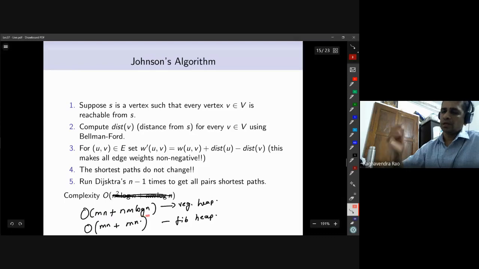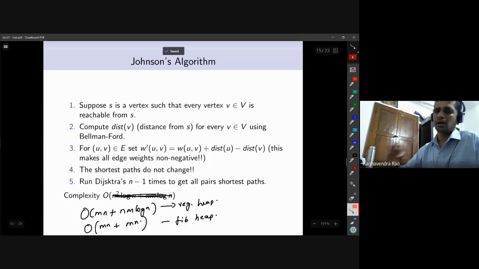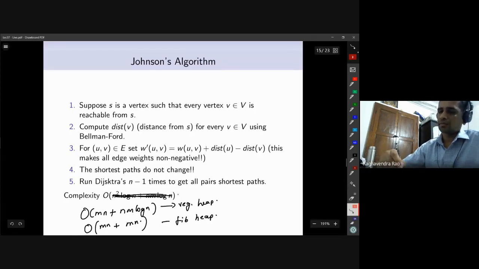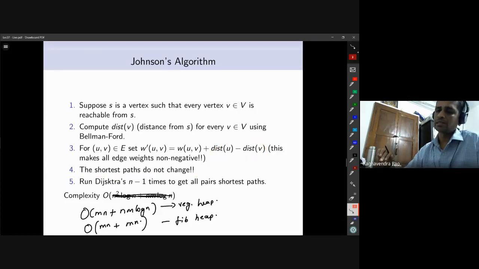Okay. Yeah, so this is really a clever idea from Johnson. We'll not really go into the details. Yeah, there isn't much once we have this here. We know that the weights are non-negative. The only thing that I want you to prove is that the shortest paths do not change with any such pi. Okay, so that is something very easy to prove.